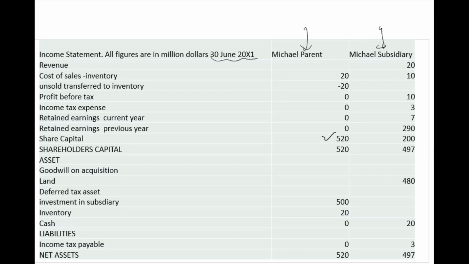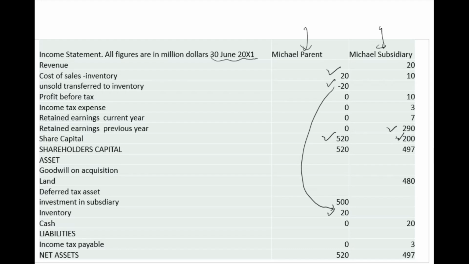used that cash, which was 20 million, to buy inventory, and he bought inventory for 20 million. When he bought inventory, he recorded it first as cost of sales, and because it was unsold, that was transferred from the income statement into the inventory, 20 million. So this was transferred to inventory. On Michael subsidiary, we have the share capital of 200 million and retained earnings of 290 million.